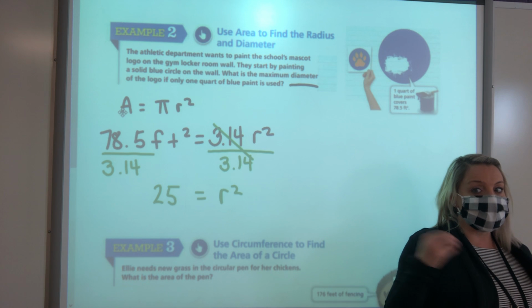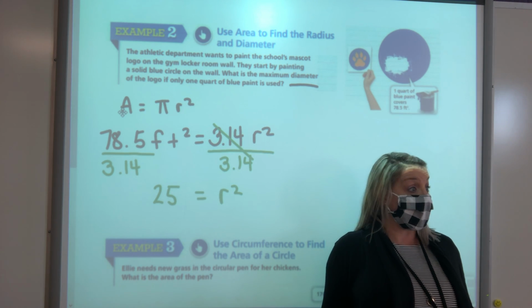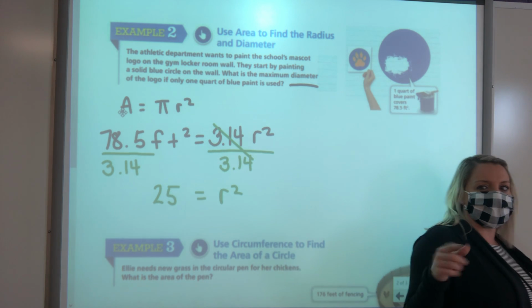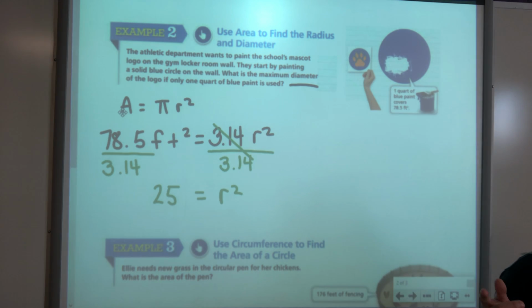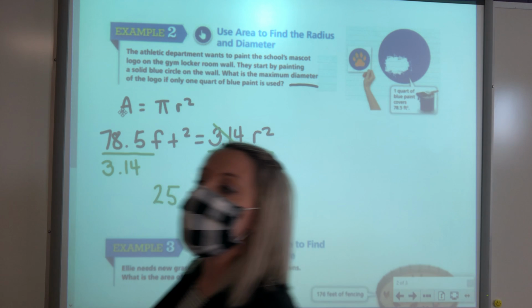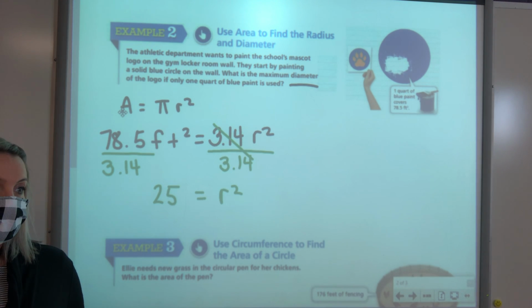So that means r times r is equal to 25. What number times itself equals 25? 5. So r is equal to 5. But what if you have a number like 26? Or 58? No, it's not happening, right? So there is a button that we can use to help us find the value of r.